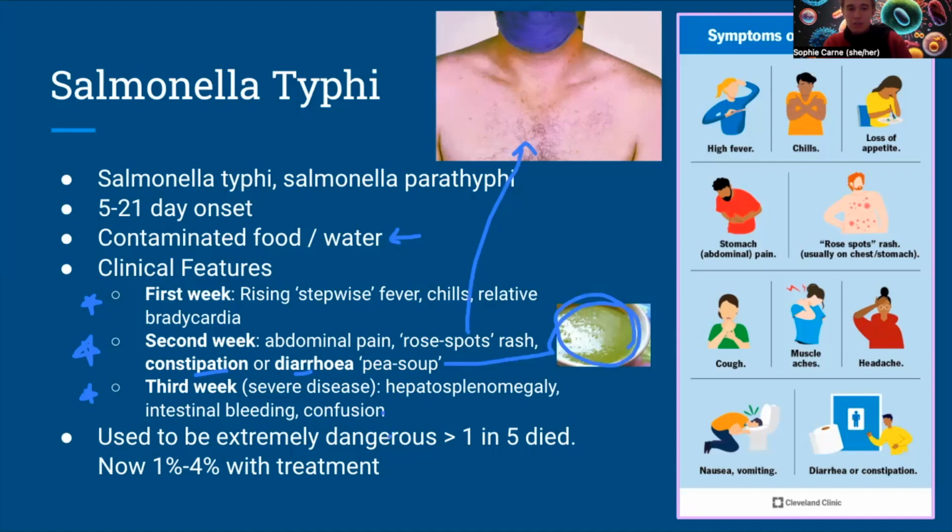And Salmonella actually used to be really dangerous, and greater than 1 in 5 people died when they got Salmonella, but now it's down to 1% to 4% with treatment. And here's a little infographic for the visual learners.